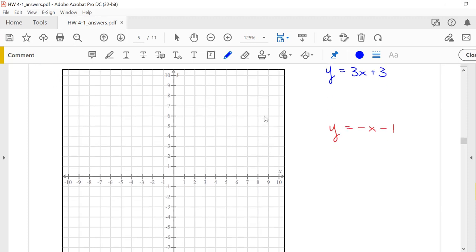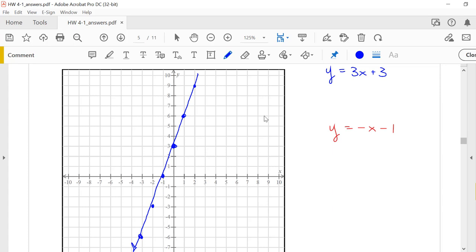Y equals 3x plus 3. The y-intercept is 3, and my slope is 3. So I'm going to go up 1, 2, 3 over 1. Or I could go down 1, 2, 3 and left 1. Down 3, left 1. Here's my line.